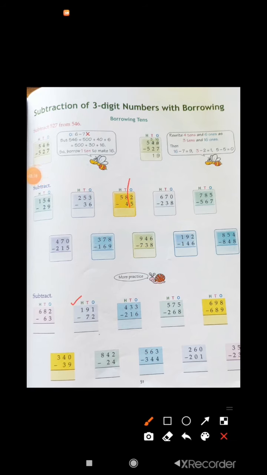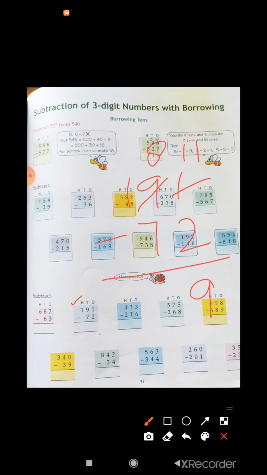Next one, 191 minus 72. Take borrow from here. Here will be 11 and here 8. 11 minus 2 is 9. 8 minus 7 is 1 and here 1 minus 0 is 1. The answer is 119.